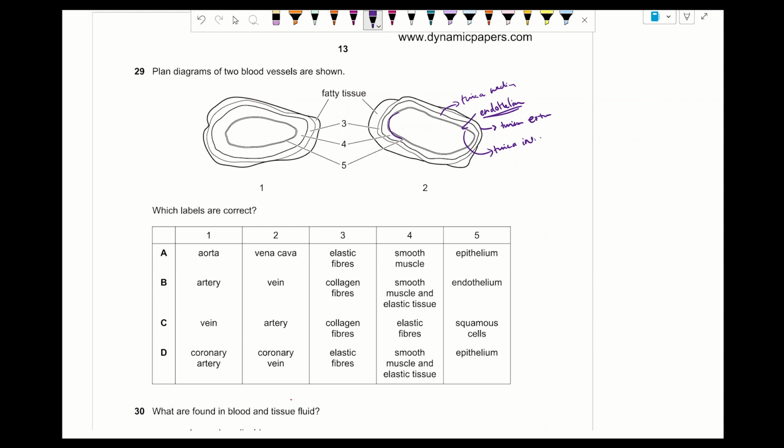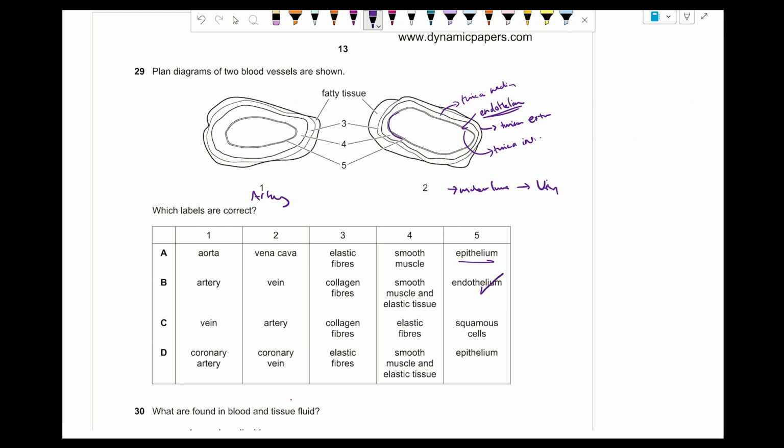So first of all, 1 and 2 and 3 are actually hard to identify. However, we could clearly see that 2 has a wider lumen, therefore indicating that 2 is a vein, versus 1 which could be an artery. However, we still don't have enough detail. Now, let's look at 5. I've just mentioned that the inner layer, or the tunica intima, is made of an endothelium. Therefore, this must be the correct answer.